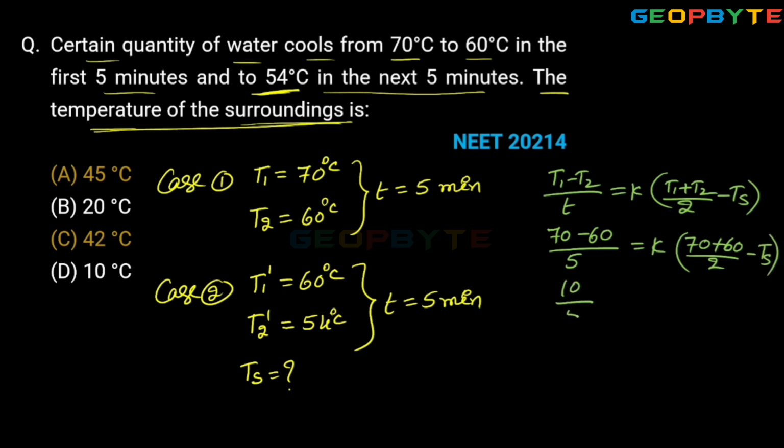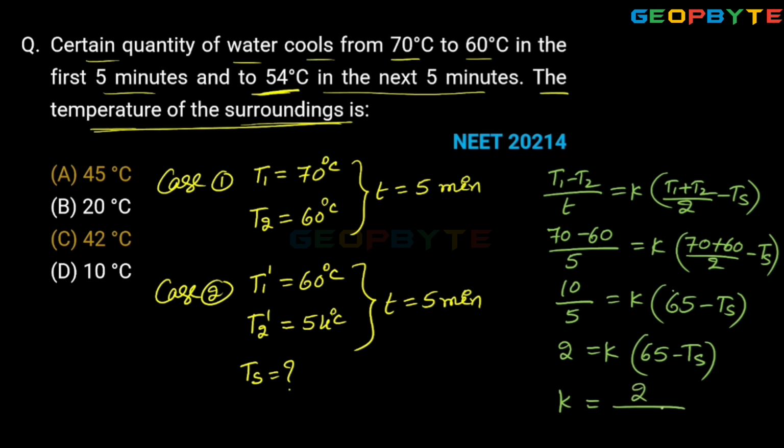Here it is 10 by 5 equal to K into 130 divided by 2, which is 65, minus surrounding temperature. So 2 equal to K into (65 minus Ts), where Ts means surrounding temperature. From this, the thermal conductivity K equal to 2 by (65 minus Ts). That is for case 1. Now let us take case 2.